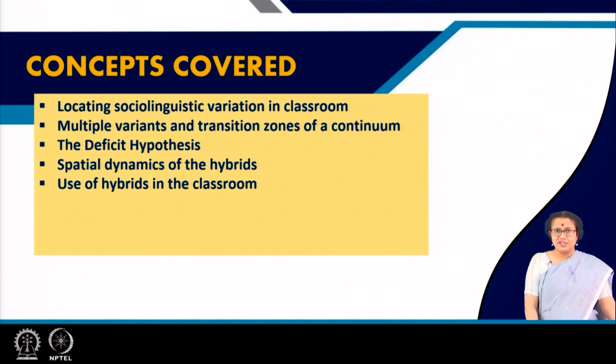We will also go back to the idea of multiple variants that we have learned, and now we will talk about something called transition zone of a continuum. The idea of continuum is something which is familiar to you, but transition zone is something that we will discuss. Then we will learn about the deficit hypothesis proposed by Bernstein. We will talk about spatial dynamics of hybrid languages, and finally, we will discuss the use of hybrids in the classroom.